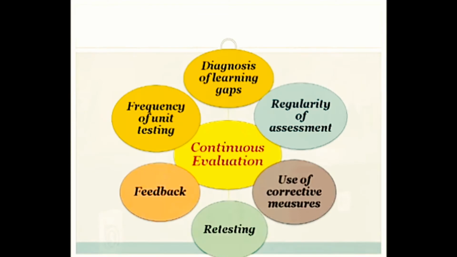So these are the characteristics or features of the continuous aspect of evaluation: unit tests or tests at the end of chapters are conducted frequently, there is regularity of assessment, identification of learning gaps, provision of feedback and remedial measures, and provision of retesting in CCE.